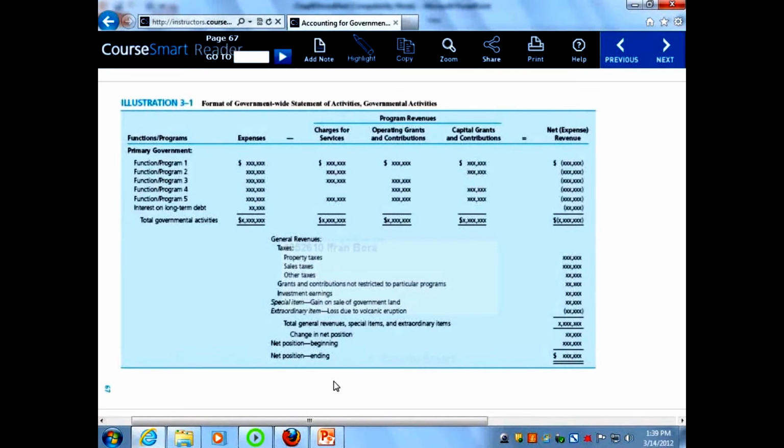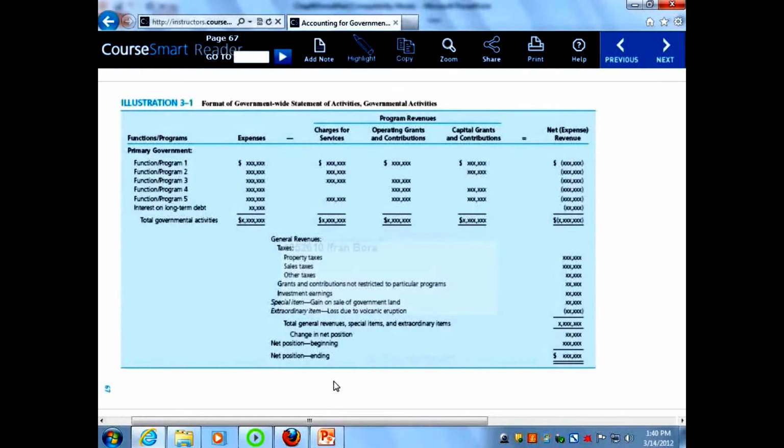And look at some of the other items. You see grants, you see investment earnings, you see special items, and any extraordinary items. We will cover each one of those, okay? But this is the statement that you should know how to prepare, all right? And we'll go through each one of these. Notice one thing. Interest on long-term debt is always shown as a separate line item, okay? Never allocated to the function, shown as a separate line item itself, okay?